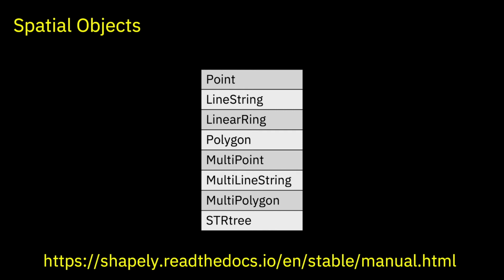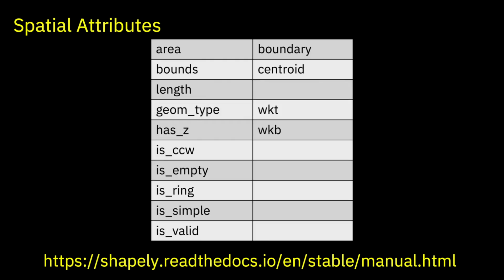Spatial objects have multiple attributes. Most of these attributes are pretty clear. We can find out if an object is valid or empty, for example. I want to point out the has_z attribute. This indicates the object can be three-dimensional. The boundary attribute returns another spatial object, and the centroid is a point representing the center of the object. The WKT and WKB attributes are also objects that can manipulate the well-known text and well-known binary object representation.